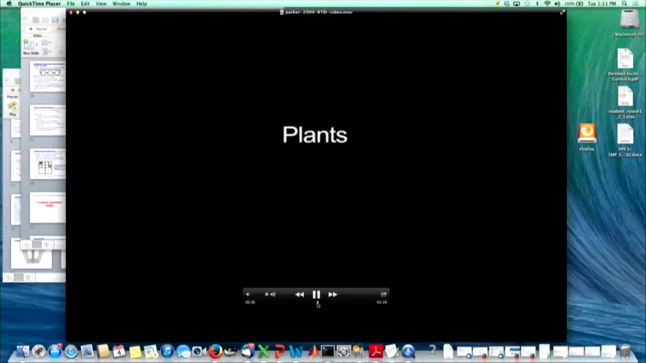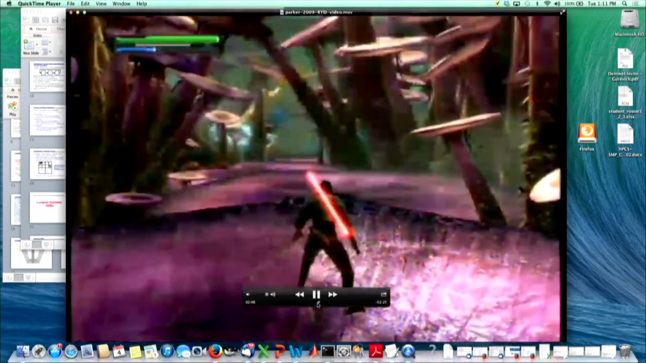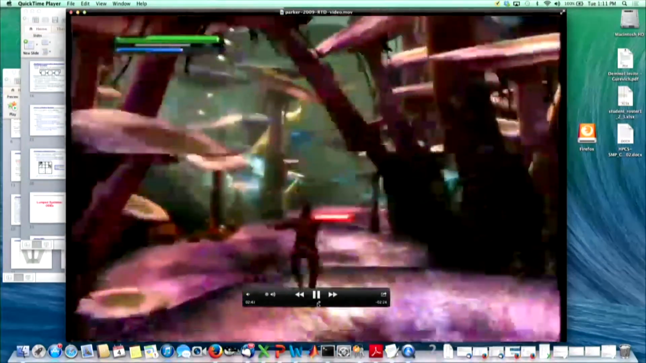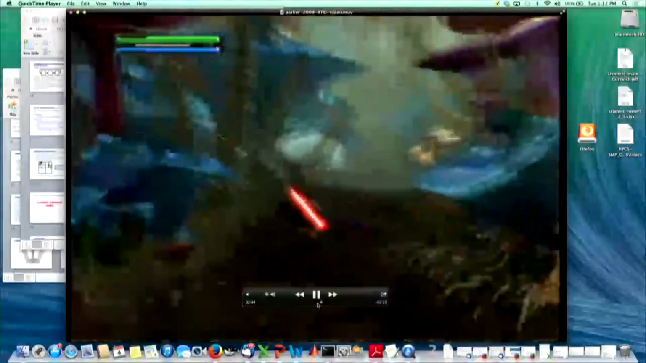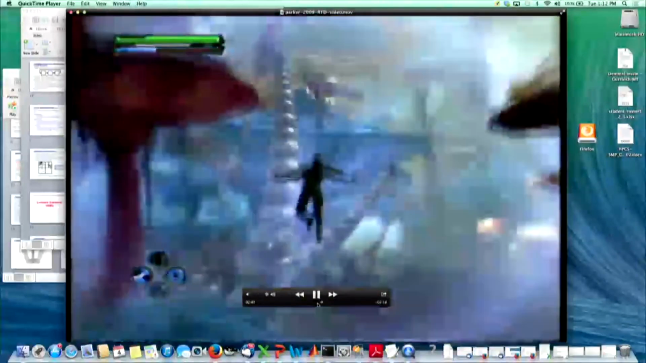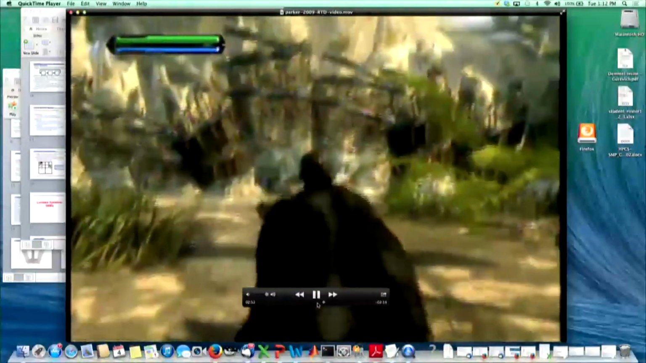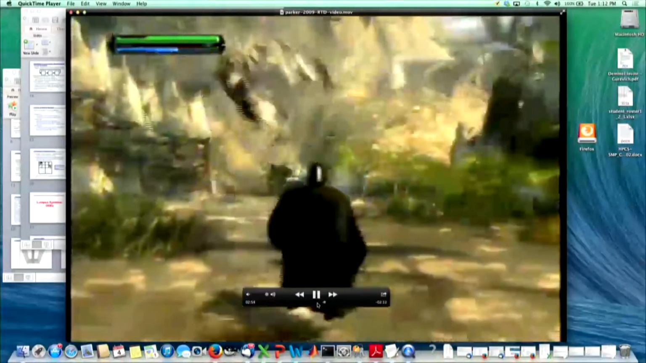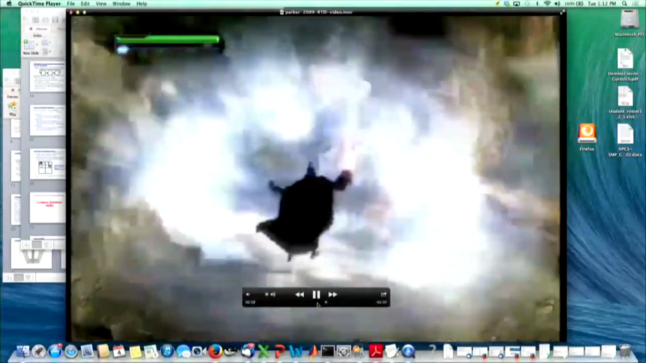Like plants, which maybe he can't destroy quite as easily, although I suppose he'll try. So let's take a look at what happens here. It just sort of shakes around a little bit. Okay, the bark flies off, but it's flying off correctly in the physics. Okay, that's a strong tree.